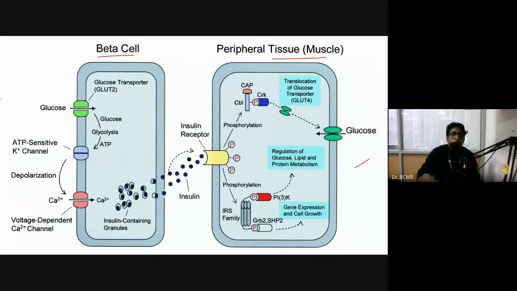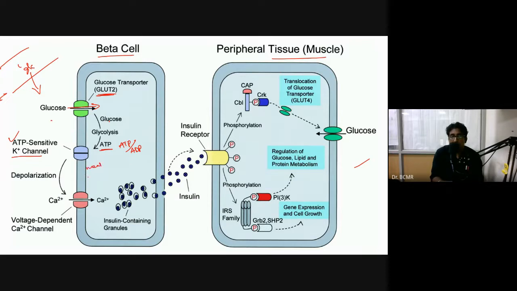Assume that this is the intestine, and the glucose is taken up into the blood. It reaches the beta cell in the pancreas, where GLUT2, glucose transporter 2, is present, which will take up the glucose, and glucose upon glycolysis will generate ATP. When there is an increase in the ATP to ADP ratio, it is going to close the ATP-sensitive potassium channel, and that is going to cause depolarization of the membrane.